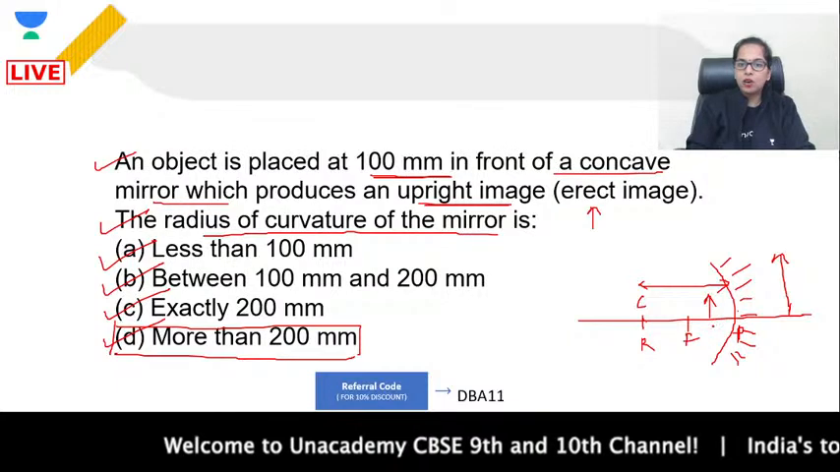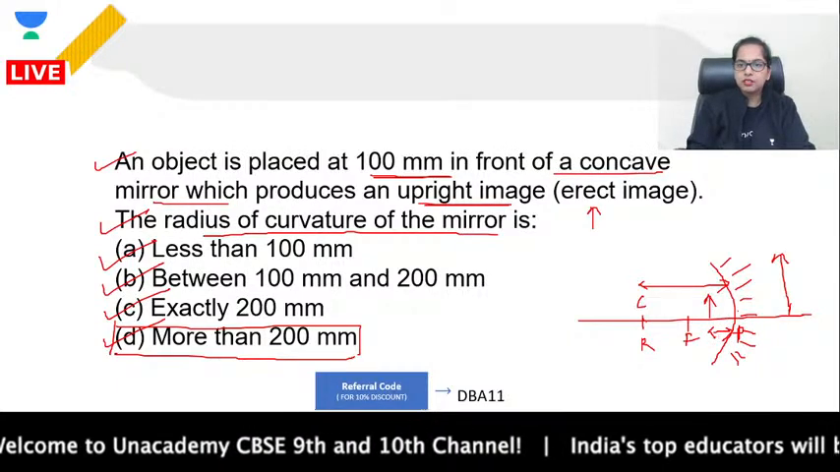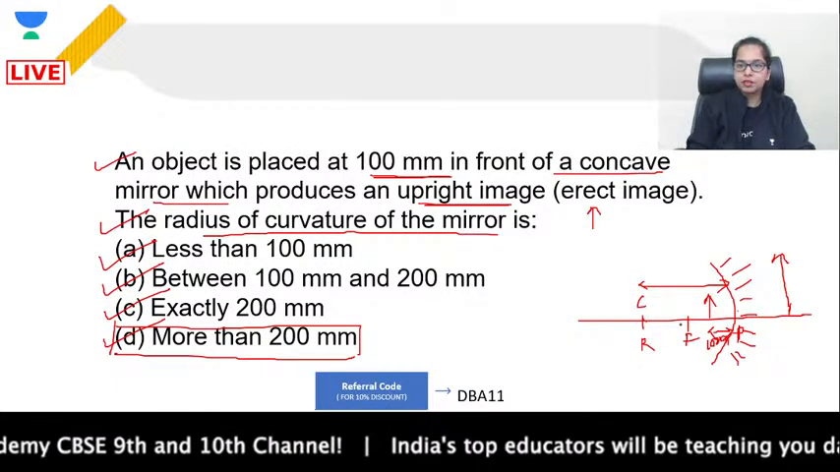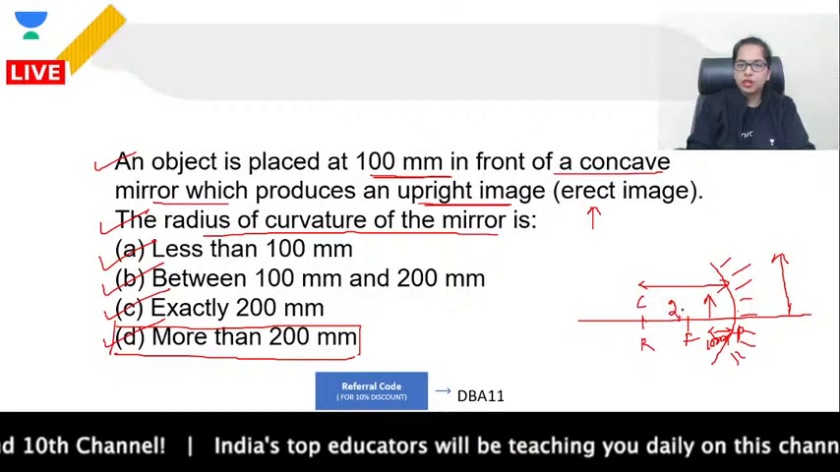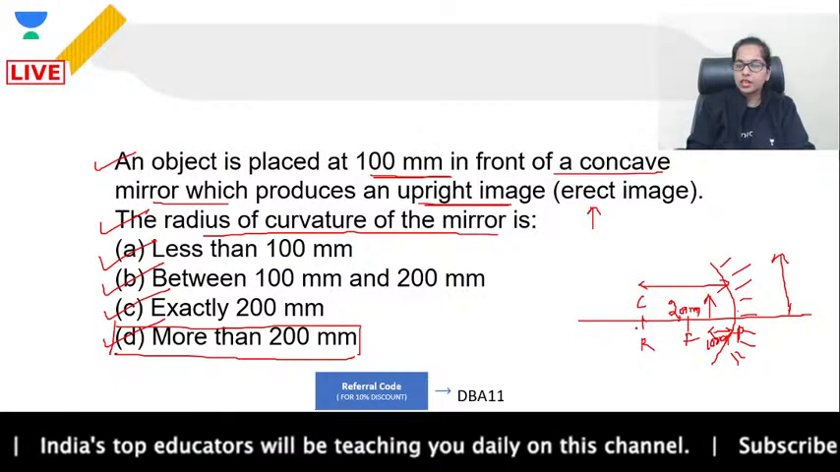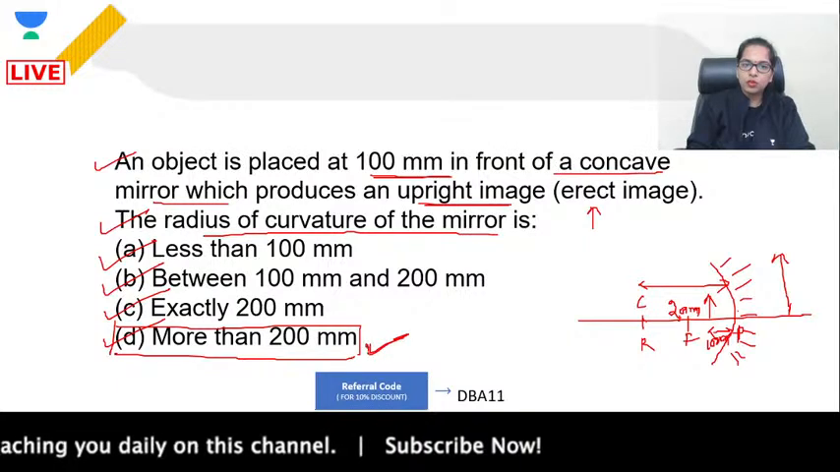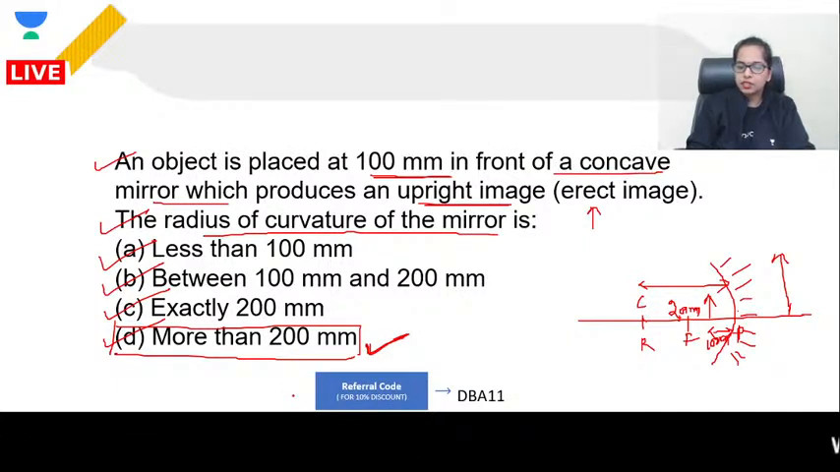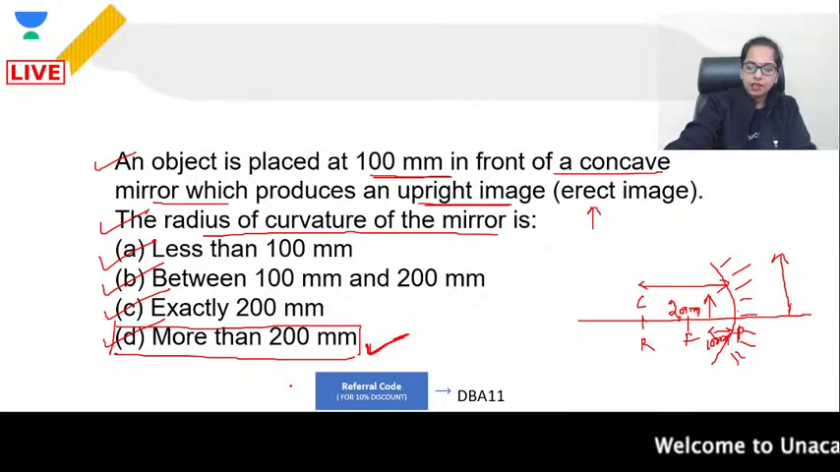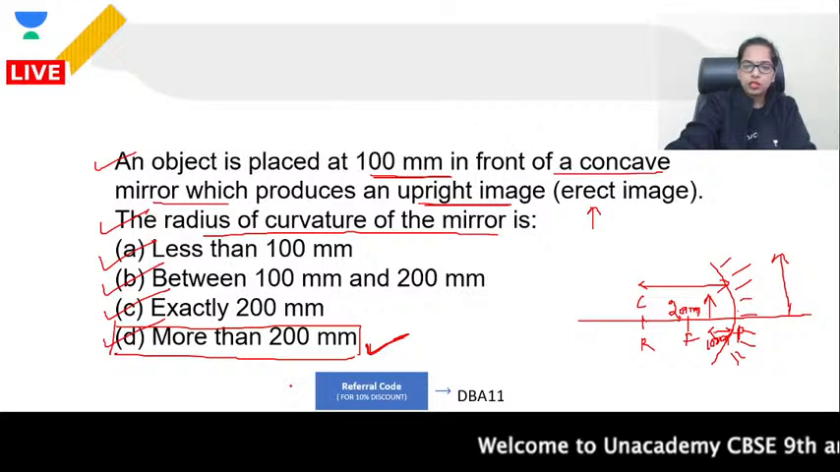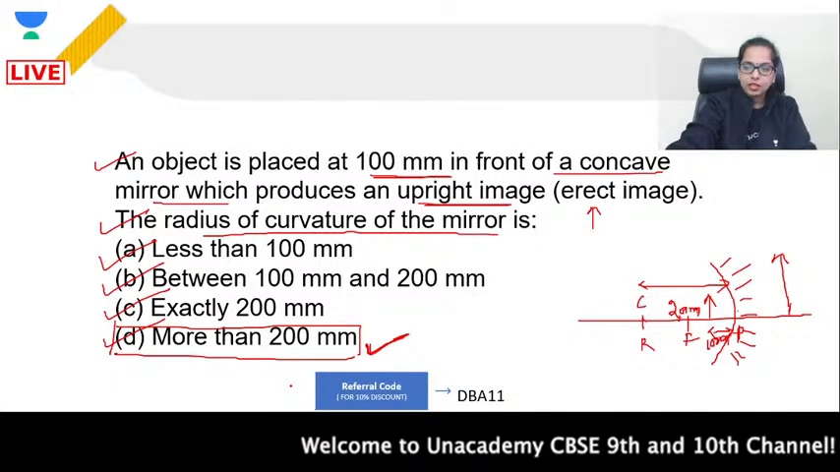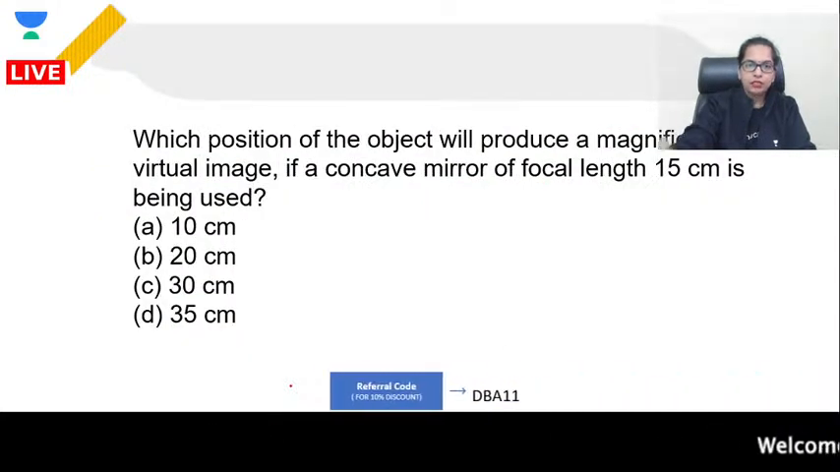Now it will be how much? If the focal length is 100 millimeters, then the radius will be around 200 millimeters. So the radius will be more than double that, so it should be more than 200 millimeters. Absolutely right, Lavanya and Saf. It will be more than 200 millimeters. Clear to everyone? Okay, next question.